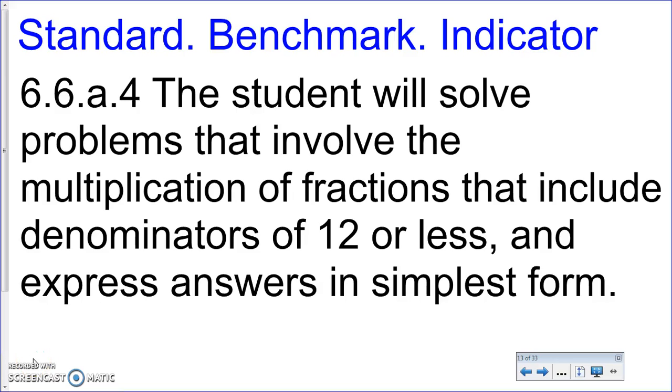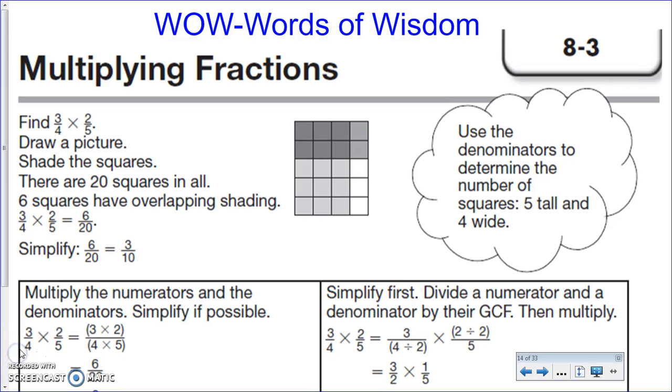Today we'll be learning how to multiply fractions by fractions. Please copy down the standard benchmark indicator on a clean page in your math notebook. The student will solve problems that involve the multiplication of fractions that include denominators of 12 or less and express answers in simplest form. Multiplying fractions.